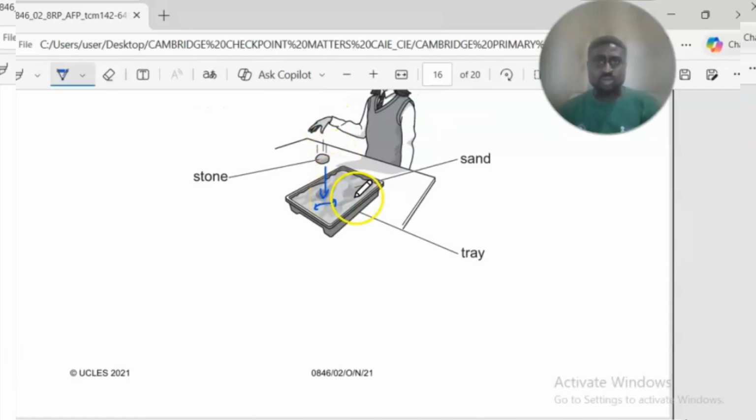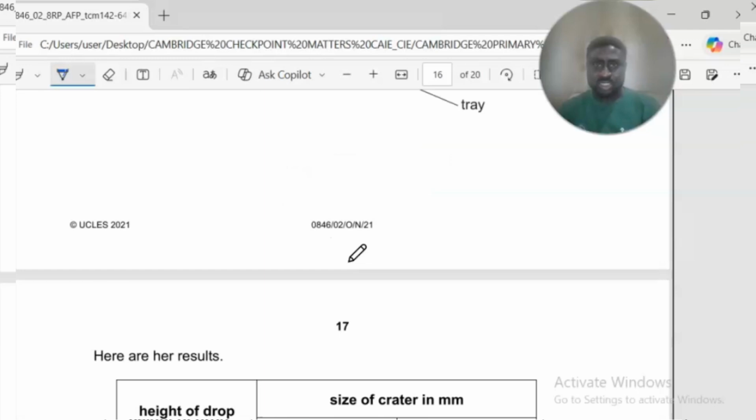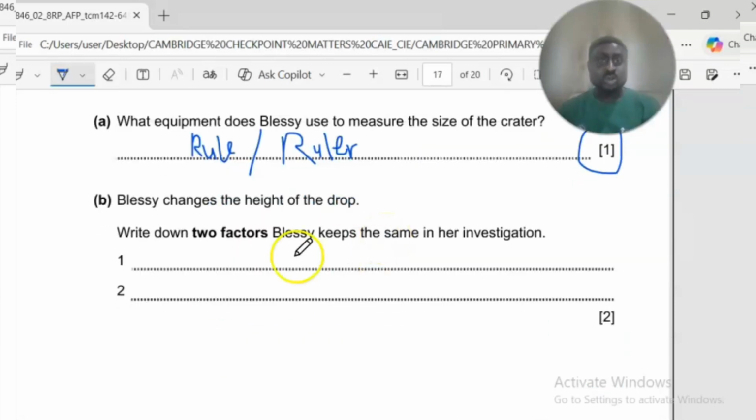So let's consider what other things she can keep the same, or what 2 factors can she keep the same. So I think one of it, from what I can see here, is the height of the stone. That's the height from here to here. That's why I drew this arrow from this point to this point, the height. Then she can also keep the quantity of sand or soil in this tray, from my own observation. You can observe other things you think she can keep the same, but the question requires only 2. So write down 2 factors Blessy keeps the same in her investigation.